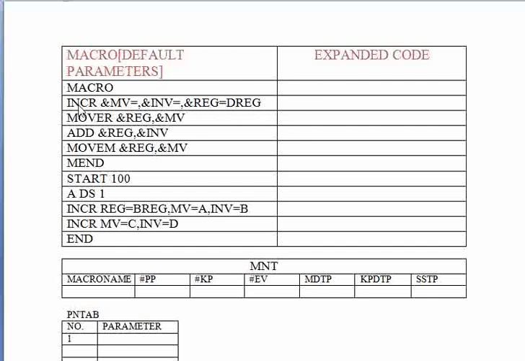If you look at our macro INCR, we see that there are three parameters. The first one is a keyword parameter MV, the second one is also a keyword parameter INV, and the third one happens to be a default parameter, and the default value happens to be the A register.